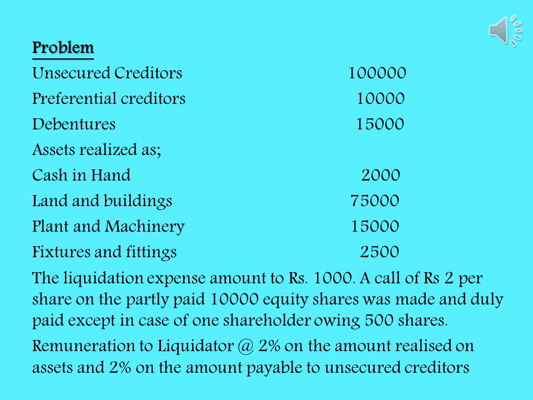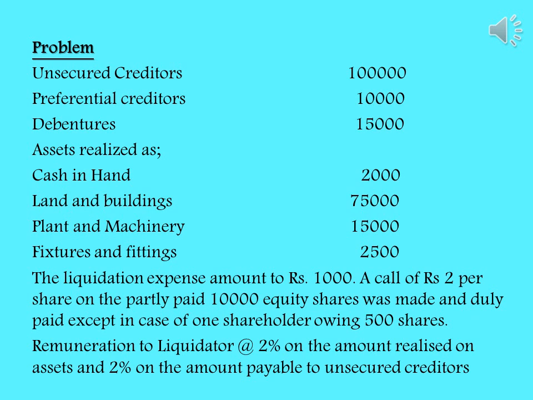Let us come to the problem side. Here is a problem. We have to prepare the liquidator's final statement of affairs from the following figures. Unsecured creditors rupees 1 lakh, preferential creditors rupees 10,000, debentures or debenture holders rupees 15,000, cash in hand 2,000, land and buildings 75,000, plant and machinery 15,000, fixtures and fittings 2,500.